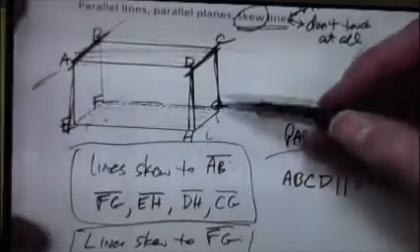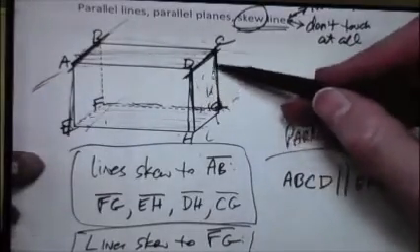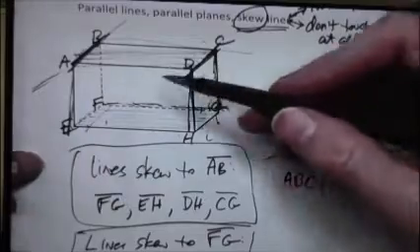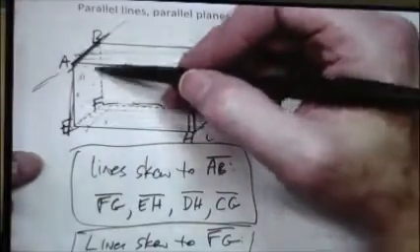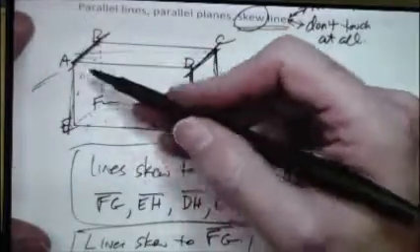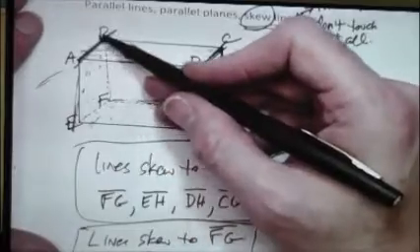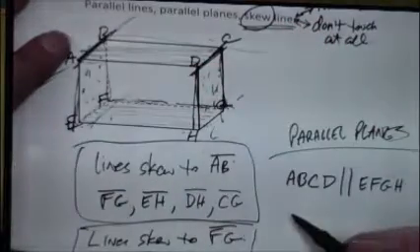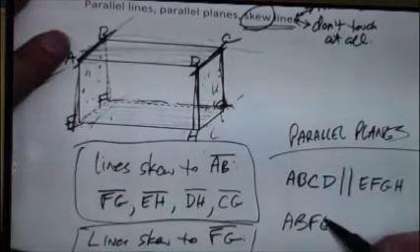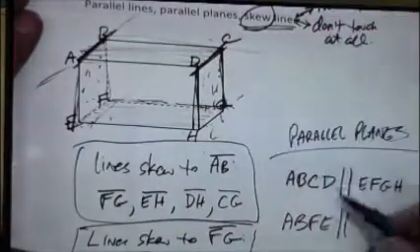And now if I look at another one, I can look at, say, the side one here. If you think of it as a box, I have a side one here, and over here I have a side one too. So A, B, F, E, or A, B, E, F. I think I'm going to go in order here, so I won't care about the alphabetical order. A to B, F to E. So A, B, F, E is parallel to the other side of the box, D, C, G, H.